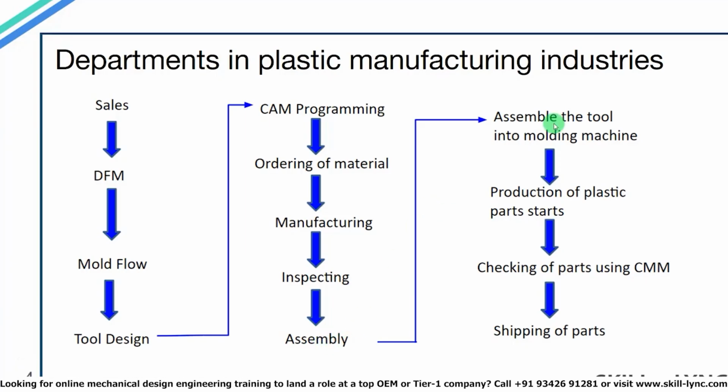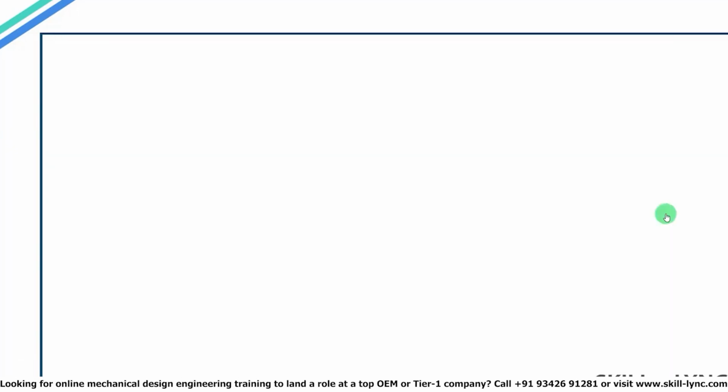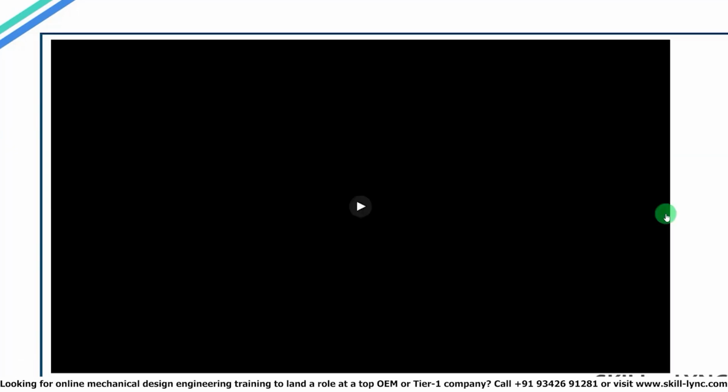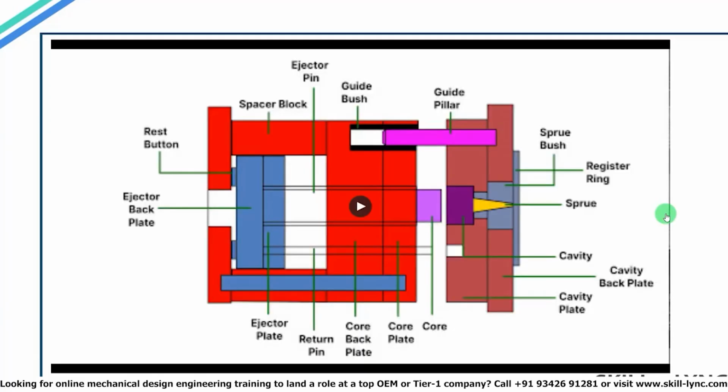Then the entire tool is assembled into the molding machine. Then the production of the parts can be started. Then the parts which are manufactured will be checked using tools like CMM. CMM is coordinate measuring machine. It's a machine for checking dimensional accuracy of components. And after the parts are checked, they can be shipped out. Here we have an animation showing how the injection molding process works. I will be running the animation first and then I will explain each part of the mold.